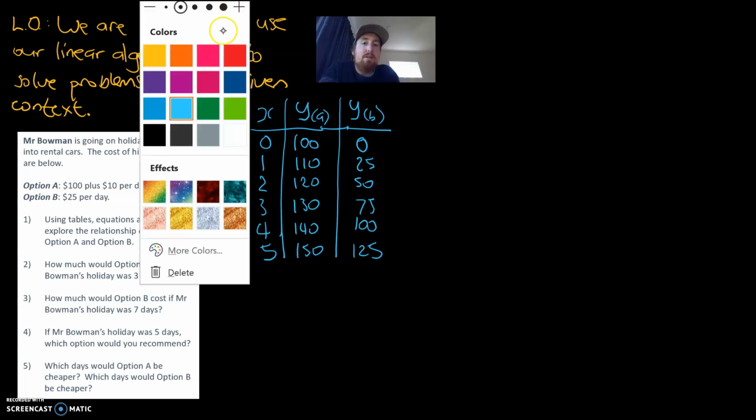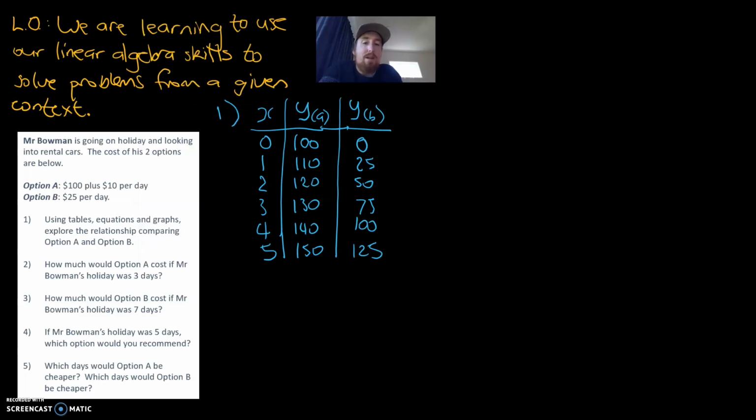The next step is I'd probably want to start looking at equations that help with that. So for option A, using our y equals mx plus c formula, y is equal to the gradient, which is how much it changes per day. And every day it's changing by 10. So that would be 10x plus how much it would be at 0. So that would be the formula for option A.